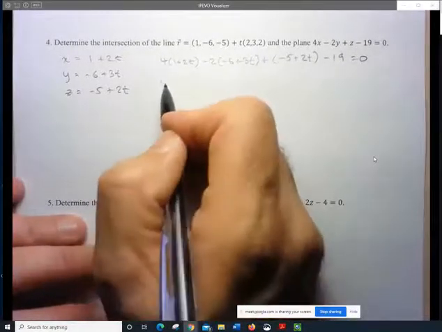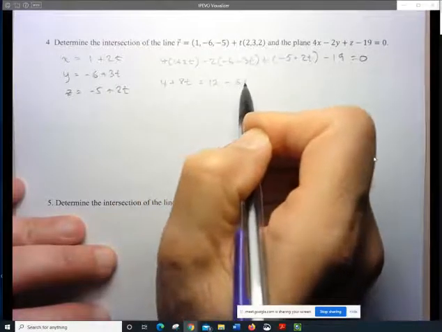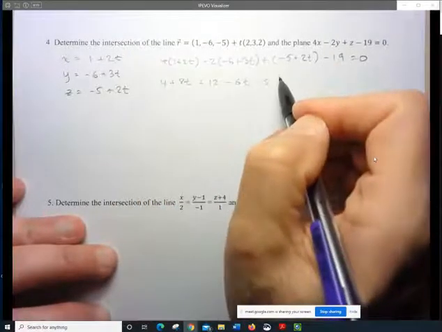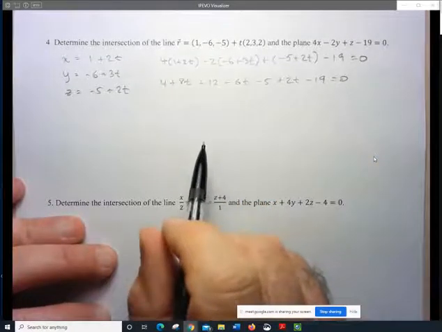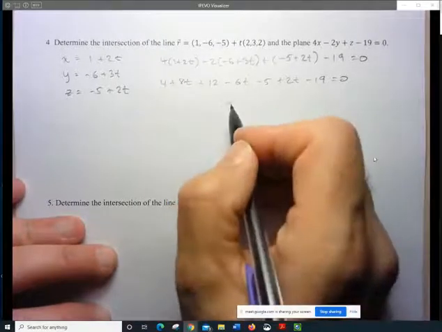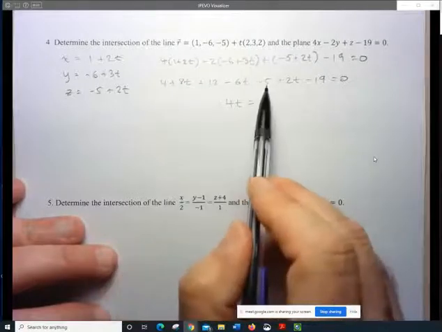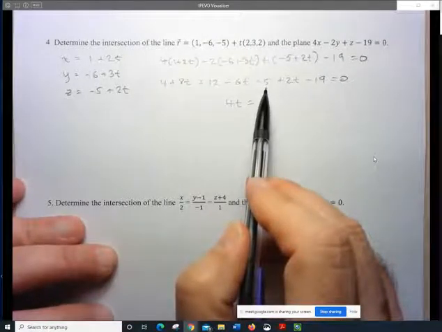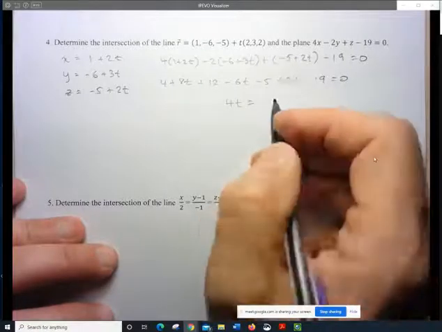So again here, 4 plus 8t plus 12 minus 6t minus 5 plus 2t minus 19 equals 0. So if we look at the t's, we got 8 minus 6 is 2, plus 2 is 4. And then here we have 16 minus 5 is 11, minus 19. 11 minus 19 is, I guess, negative 8, right?